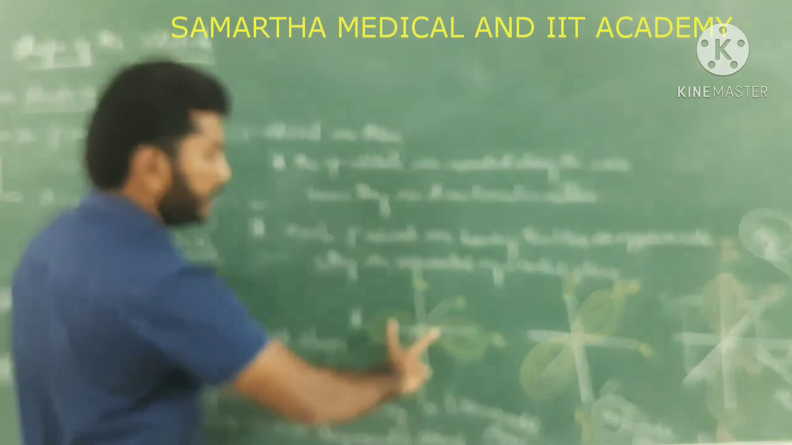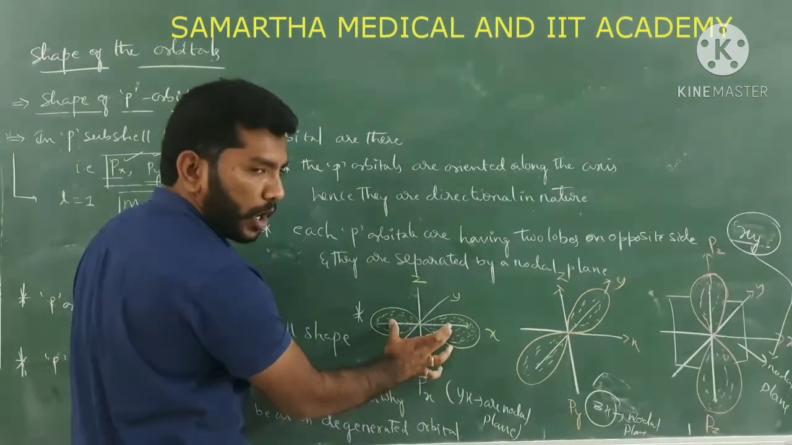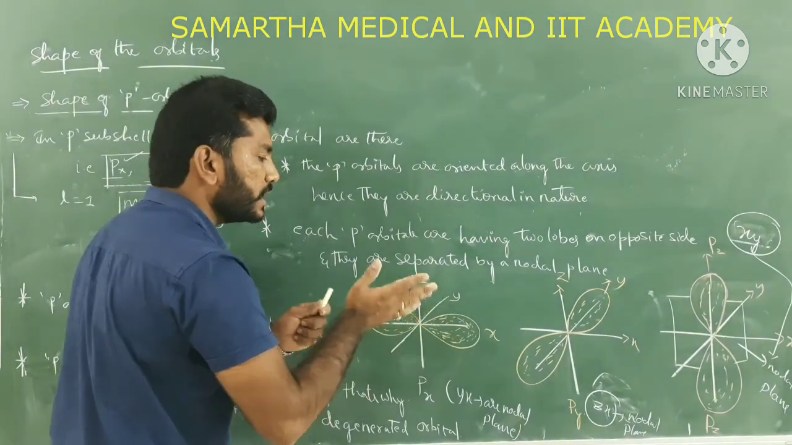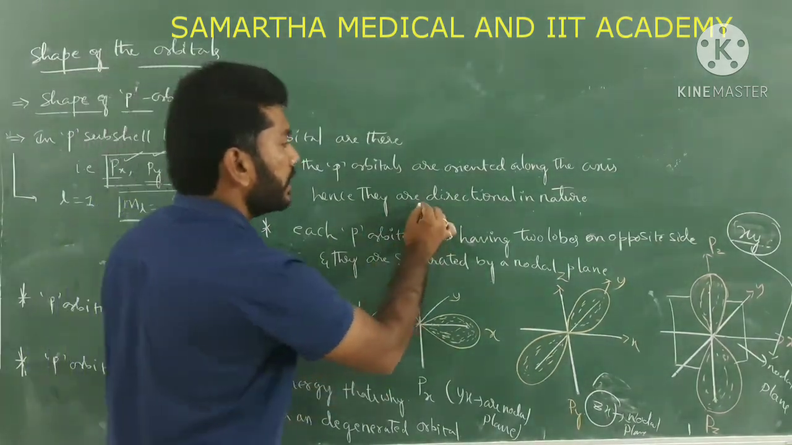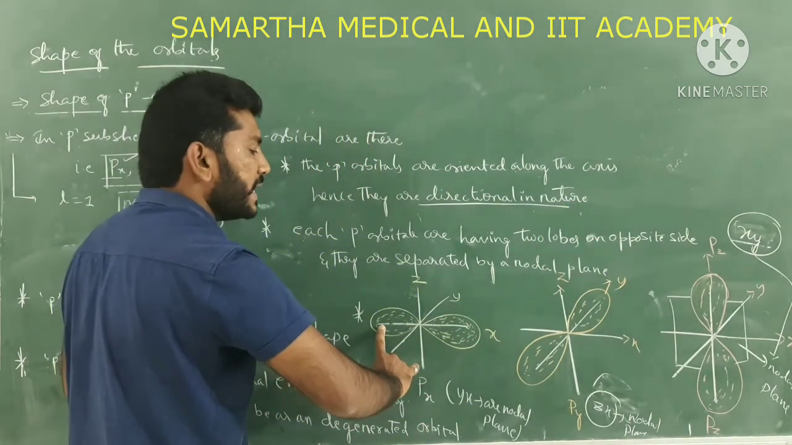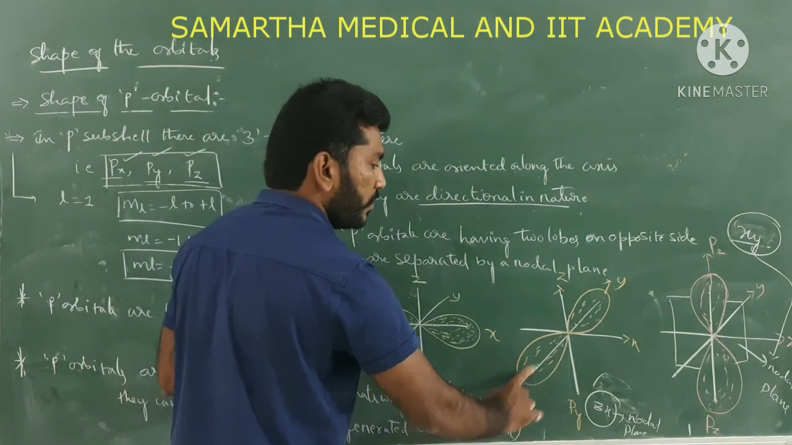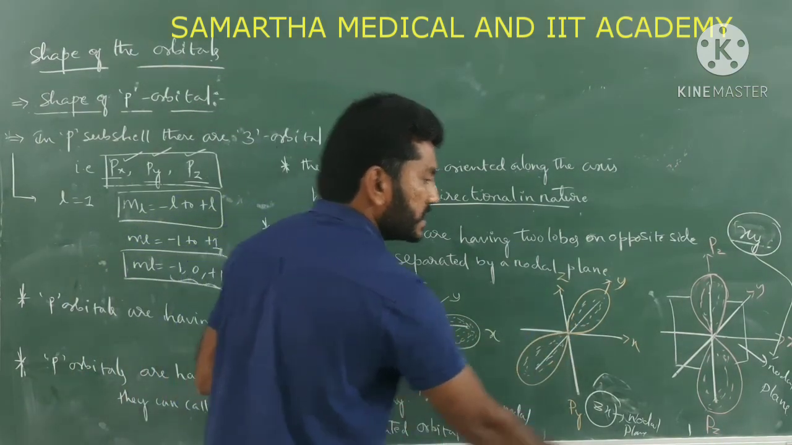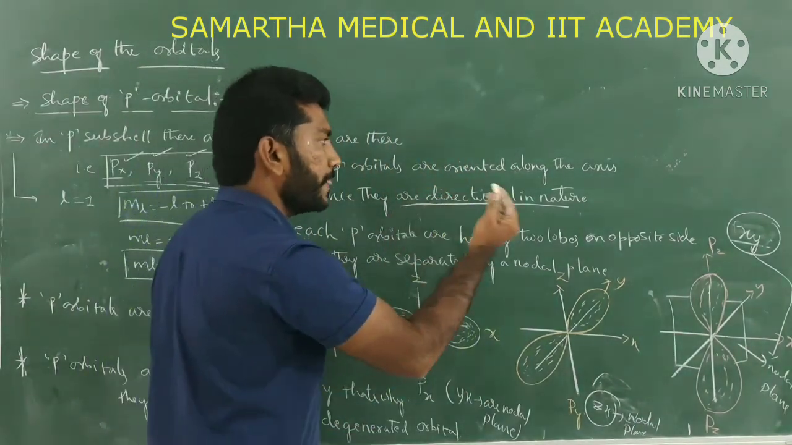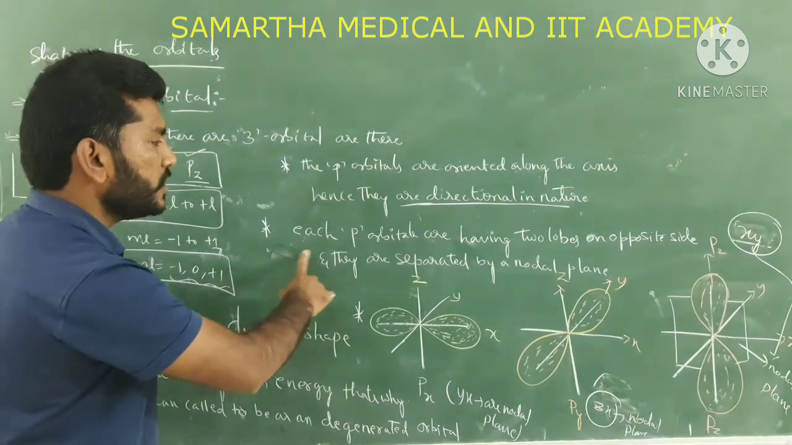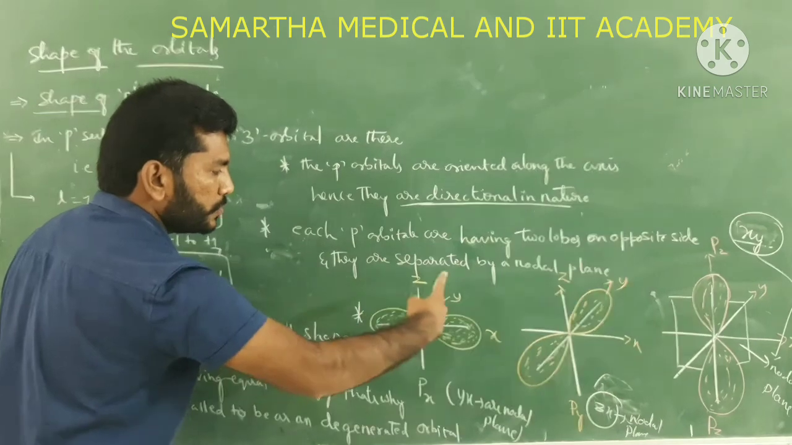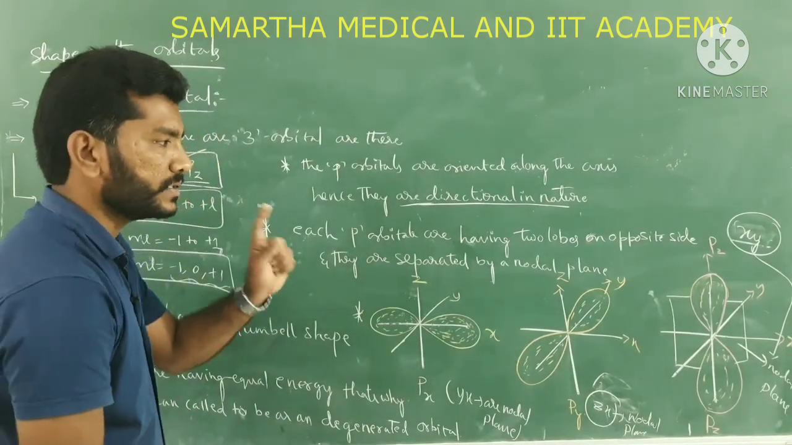Each particular orbital has two lobes which are present in opposite directions, and these lobes are oriented in a particular direction, hence they are directional in nature. In the px orbital, the probability of finding the electron is oriented along the x axis. In the case of py, that is oriented along the y axis. In the case of pz, that is oriented along the z axis, hence they are directional in nature, isn't it? And each p orbital has two lobes in opposite directions, and those lobes are separated by a certain nodal plane.